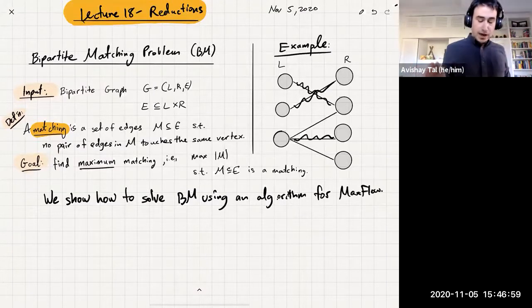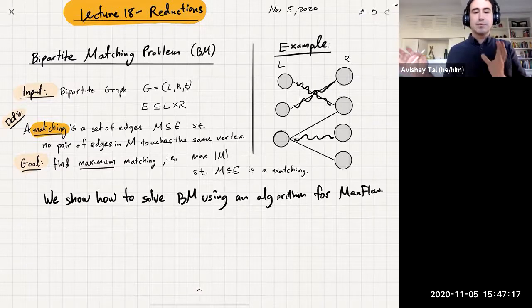We will show today how to solve the bipartite matching problem by the algorithms that we already saw for max flow. This will be kind of intriguing, right? Max flow talks about networks with capacities. We have a source and a sink.